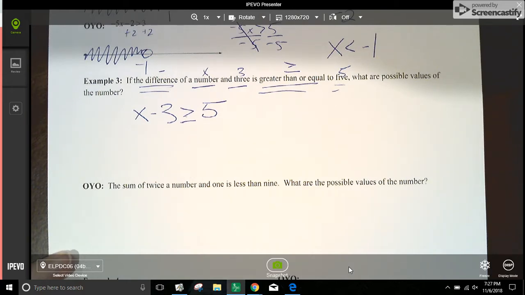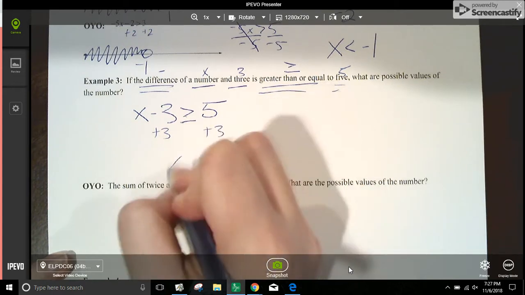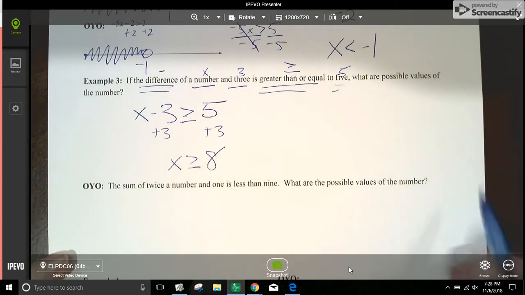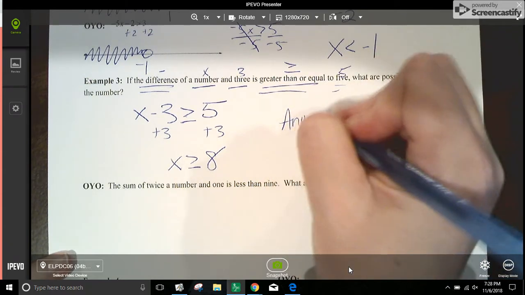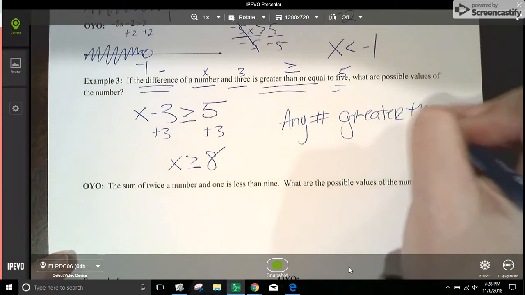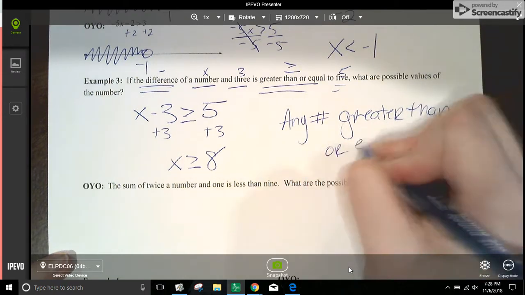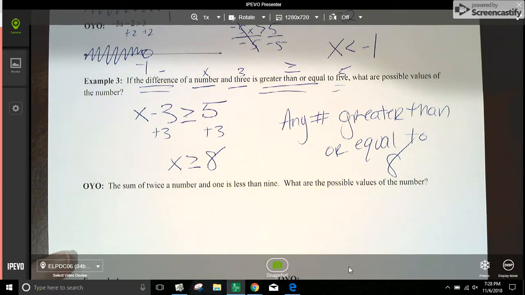So they said, what are the possible values of the number? So if we go to solve this, x is greater than or equal to 8. Any number greater than or equal to 8. So 10, 15, 17, 20, whatever you want to do, any number greater than or equal to 8.